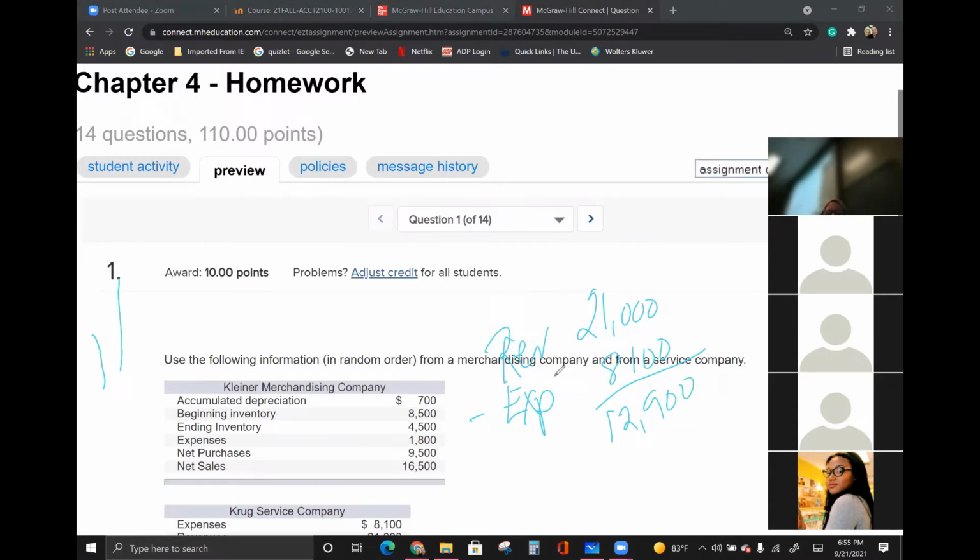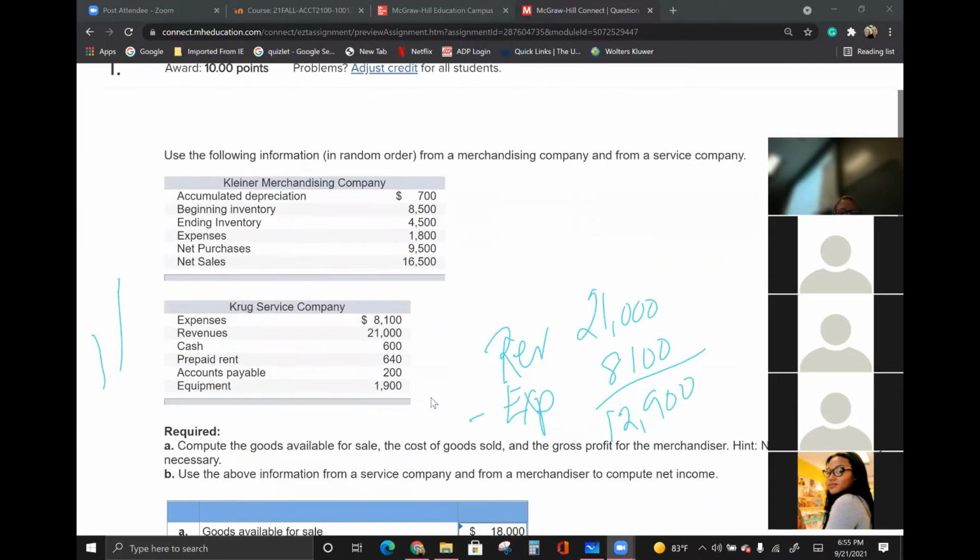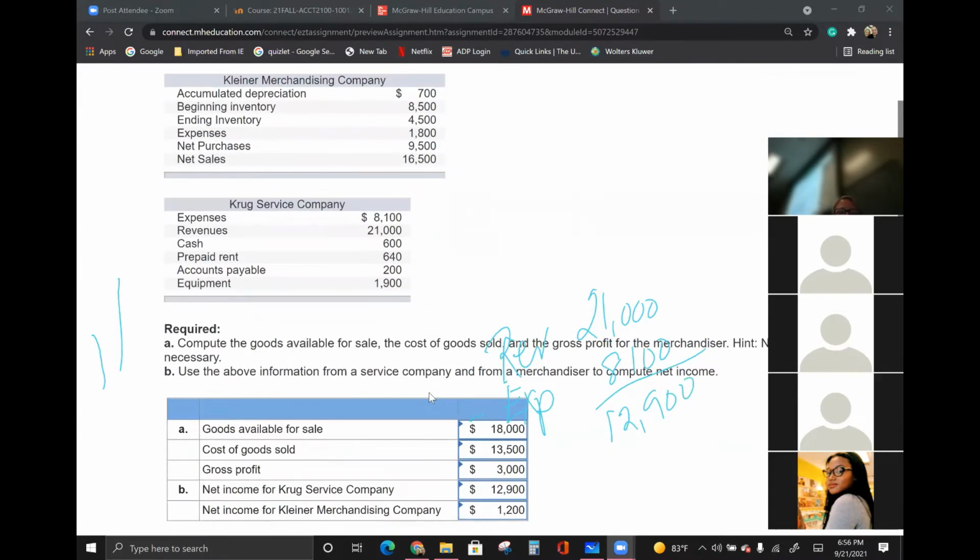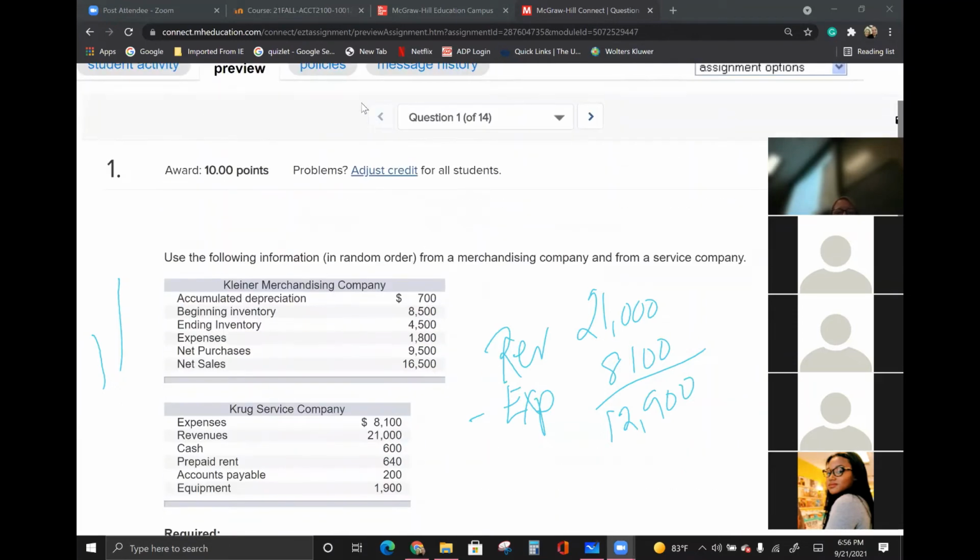Okay, so that's a service company. Then we have Kleiner, which we just calculated the gross profit for, which was 3,000. Let me just verify that. It was 3,000. Now for the gross profit, didn't you say that we just subtract the goods available for sale minus cost of goods sold? Right. Well, I did that and then my answer was incorrect.